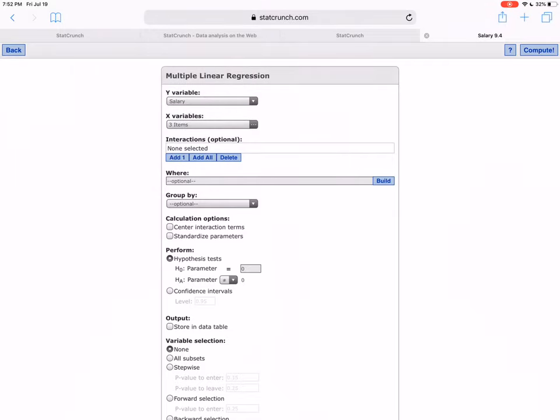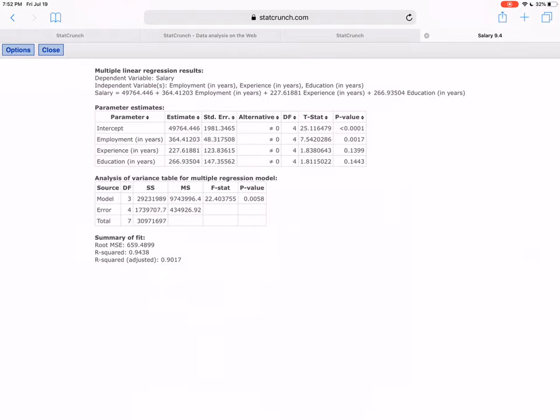Now, you don't have to worry about anything else on this menu. As long as you put those things in, x and y, you're going to hit compute, and you're going to get a table of information that gives you everything that you need to model the relationship between these things. So you'll notice I've got an intercept, that's that B term, and then I've got estimates for the slope for each of my independent variables, the employment, the experience, the education.